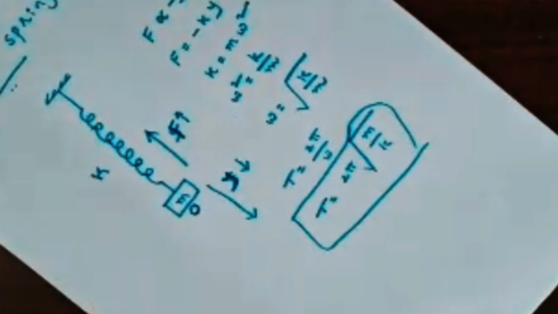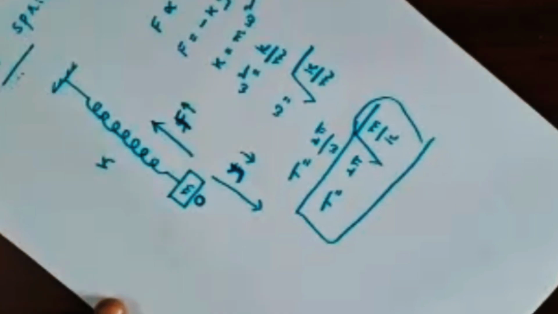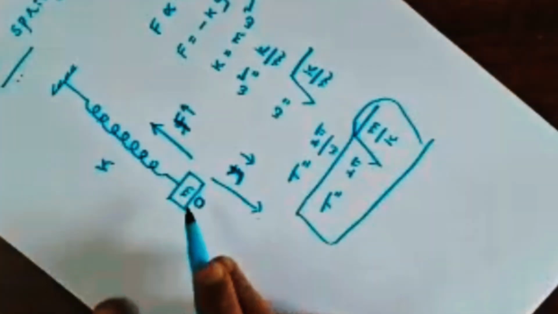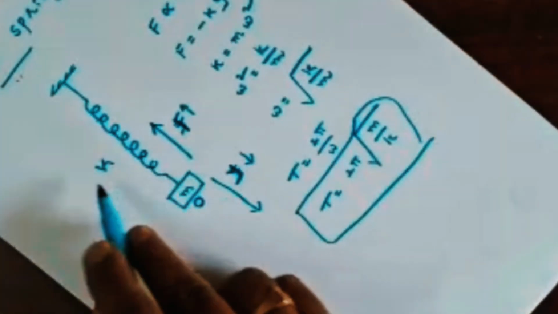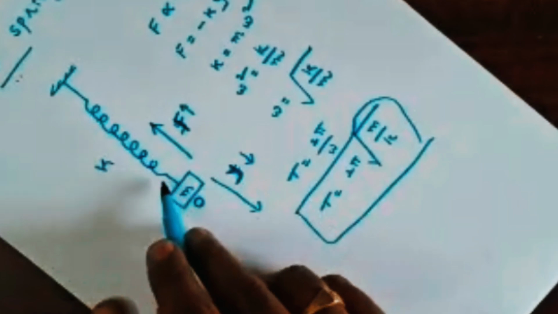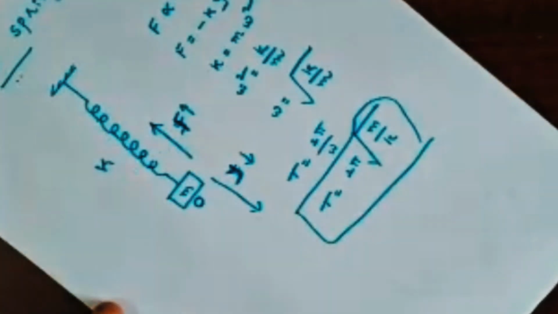Whereas in the case of the time period of the simple pendulum, T is equal to 2 pi root over l by g. And in the case of the loaded spring, the time period T is equal to 2 pi root over m by k. Here m is the mass of the body. We have not considered the mass of the spring.